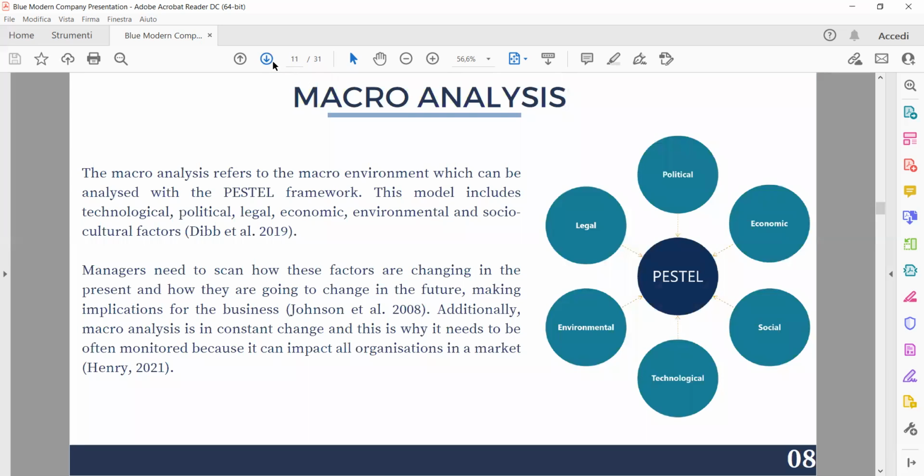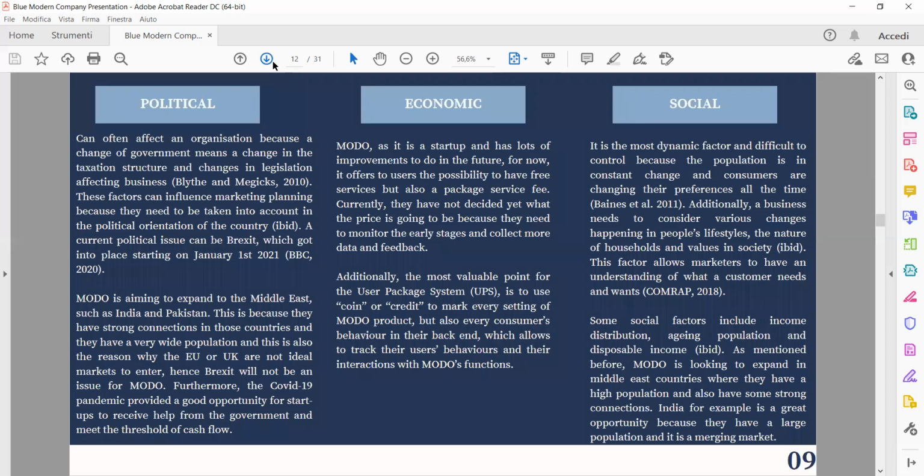Secondly, we looked at the macro analysis, which includes the PESTEL framework as mentioned previously. It's very important for marketers to scan and monitor the environment because it is in continuous change and so can have an impact on the organizations in the market. The first element of the PESTEL analysis is political, and this can change quickly and affect the marketing planning because the changes in the government need to be considered in the political orientation of the country.